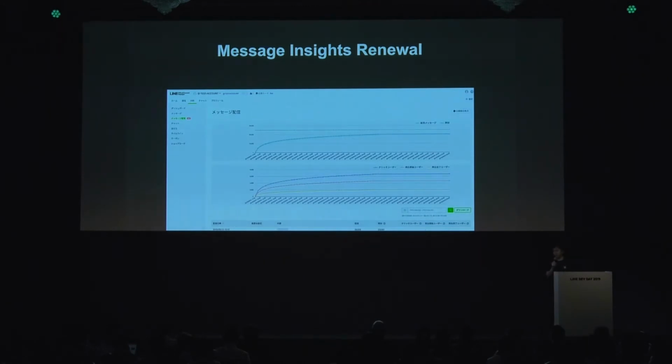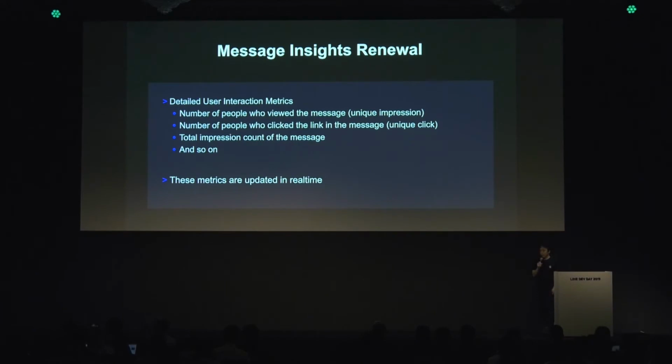The first is message insights. This is the statistics on message broadcasting, and it has been significantly renewed. This renewal included the metrics being increased: the number of openings of messages in terms of unique users, as well as unique users who clicked on the link in the message, and not only unique users but also the accumulative event number. And for embedded video in the message, what is the number of starts of playing the video or completions of playing the video? Such detailed information is now delivered. And these metrics are provided not daily, but in real time. The update is done in real time.